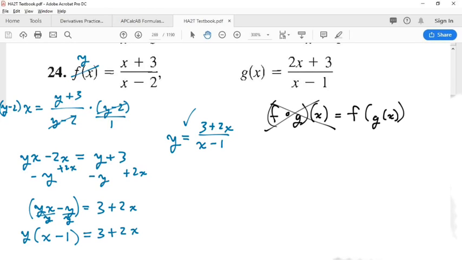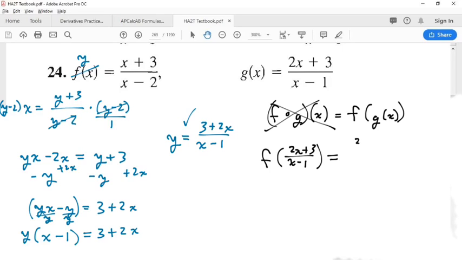Okay? So I'm taking f and I'm plugging in g. And what is g? It's (2x plus 3) over (x minus 1). So what does that look like? Whoops, my parenthesis there. All right. What does that look like? Well, I'm taking this, I'm plugging it into this. Oh, man, that looks dirty. Look at all that stuff.